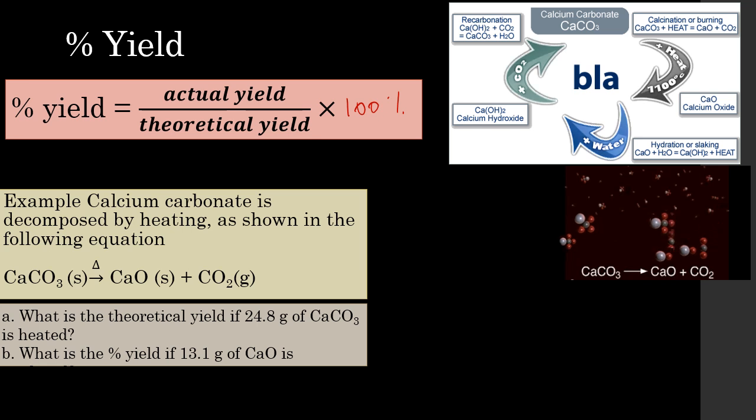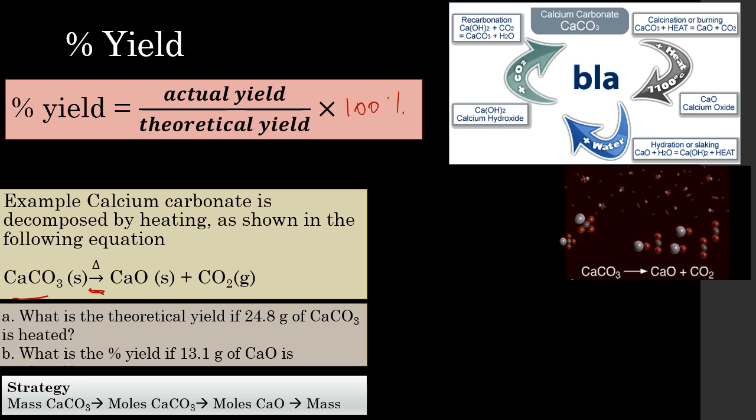So we've got calcium carbonate. It's being decomposed by heating, and it's shown in the following equation. Calcium carbonate is heated, so that's the yield sign with the delta above it, and it decomposes to form calcium oxide and carbon dioxide. So what is the theoretical yield if 28.4 grams of calcium carbonate is heated? And then what is the percentage yield if 13.1 grams of calcium oxide is produced? Our strategy is the mass of the calcium carbonate to the moles of the calcium carbonate to the moles of calcium oxide to the mass of calcium oxide.